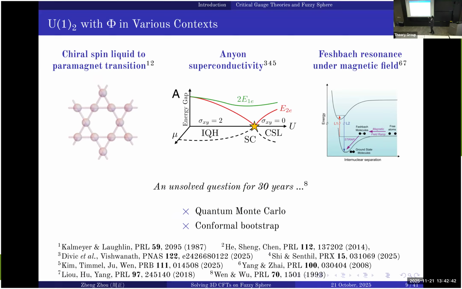So this theory, U(1) level 2 with a boson, appears in various contexts. For example, this U(1) level 2 can be realized in spin systems on the Kagome lattice or triangular lattice. This is known as the chiral spin liquid, and this theory describes the transition between a chiral spin liquid and a paramagnet. When the U(1) level 2 with a scalar is realized as the transition between chiral spin liquid and integer quantum Hall, upon doping at the critical point, the lowest charge excitation would be charge 2 instead of charge 1, which favors the pairing of the doped electrons. This is known to induce the so-called anyon superconductivity. In the cold atom setups, this transition can be realized by the Feshbach resonance.